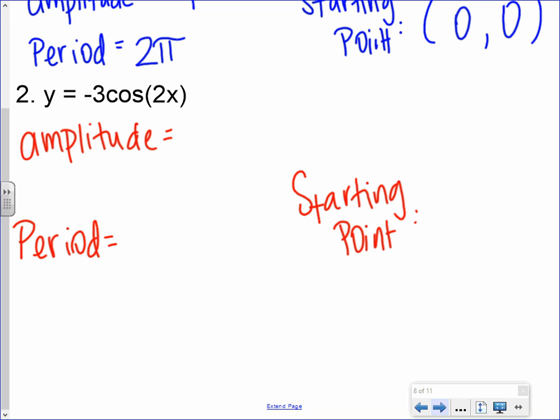Tegan, what would our amplitude be? 3. Thank you for saying 3. Okay, we don't worry about the negative for amplitude. However, what does that negative tell us? Grace W. Good, we're going to have a reflection. So I'll ask that you make a note to yourself that since A is negative, there is going to be a reflection.